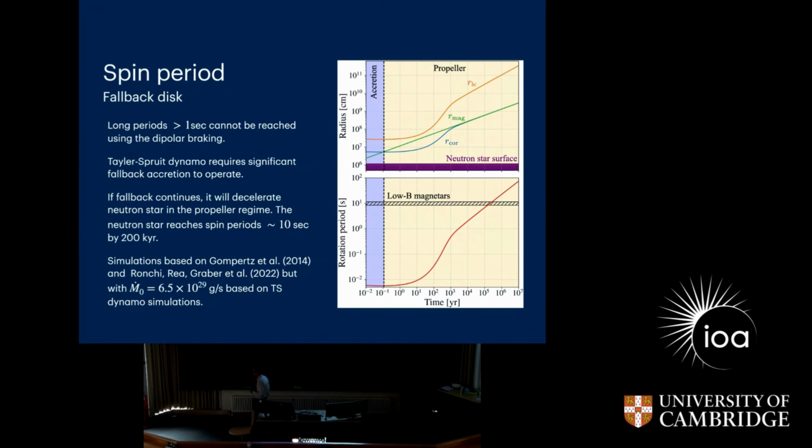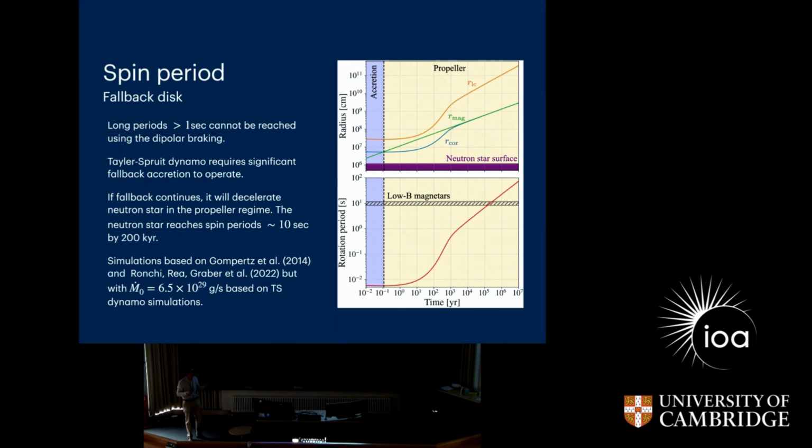A tricky point for this model is the period, because magnetars have spin periods of around 10 seconds. But if this is born with a normal spin period of a radio pulsar, like half a second, this would be far away from 10 seconds, and a magnetic field of 10^12 is definitely not enough to slow down this object to a 10 second spin period. So we thought, what if it's still a Tayler-Spruit dynamo? So there is some fallback already in this model.